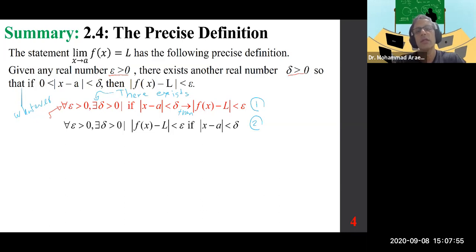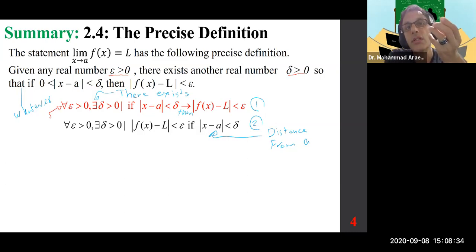So when you're looking at this part, absolute value of x minus a means what? Distance from a. Remember, x is approaching a. So along the x-axis, we are looking at the x distance from a. That means a minute distance, a very small distance from a. Remember, we said this is a. You get to a from the left and right. I'll show you the graph in a moment.